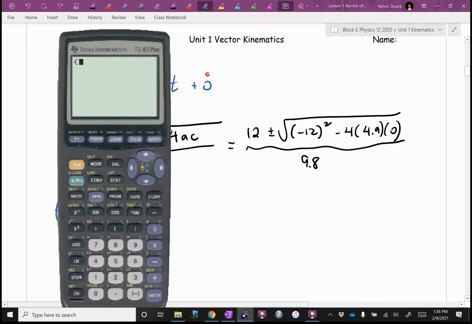Open up a bracket. 12 plus square root of -12 close bracket squared. I have to put the negative in brackets if I'm going to square it. Minus 0. Is that going to change anything? Minus 0 will change something? I'm not going to bother typing it. Close off the square root. Close off the top. That's a lot of brackets. Divided by 9.8. Did you get 2.4489799592? Got an error. So don't clear your calculator. I know what your error is, but don't clear it. And then I think if you use 0 it should be the other root, yes?